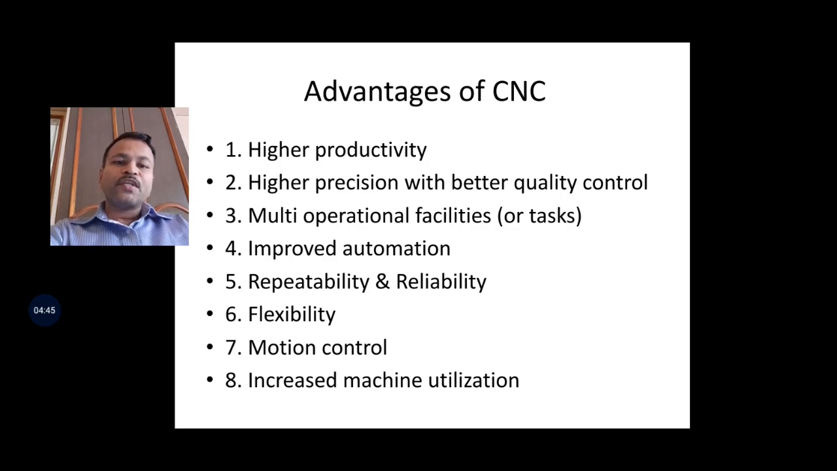Next, improved automation. Improved automation means many CNC machines can run unattended. You need not attend to them. It is not like one operator is required for one CNC. You just program it and do another work. That machine will take care of itself, and you need not worry about that. So you can control more than one machine, two machines, three machines.